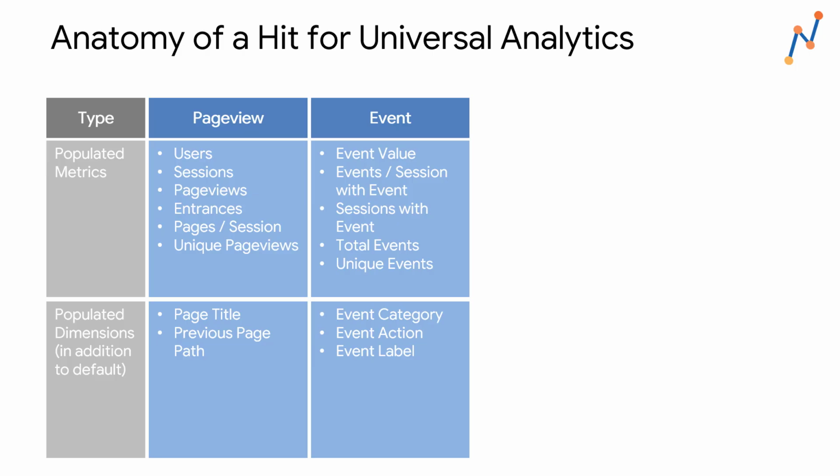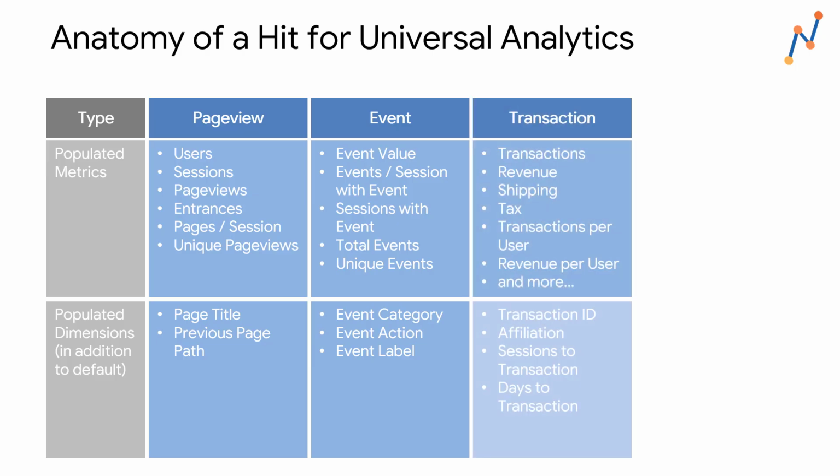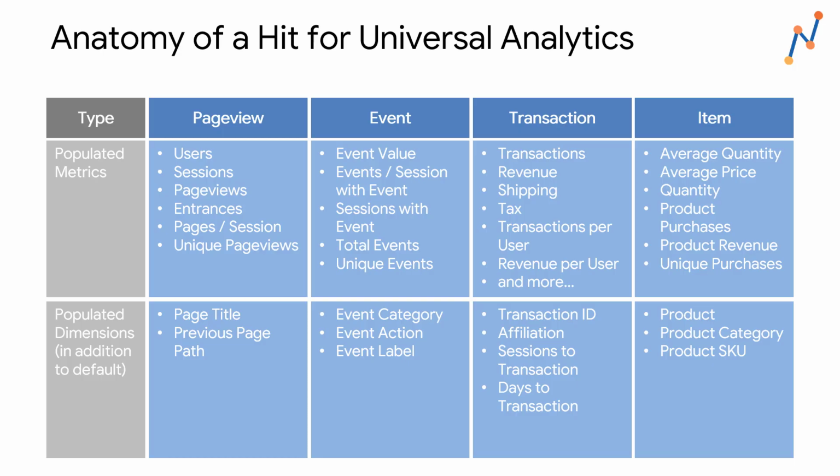When using standard e-commerce, transaction hits will populate the following metrics and dimensions which are all related to e-commerce. In conjunction with transactions, you will most likely also send data about the products which have been purchased with a particular transaction. And this data is sent to Universal Analytics by so-called item hits. The interaction hit types mentioned here are the most used ones, but there are 3 additional hit types available which are not quite often used.